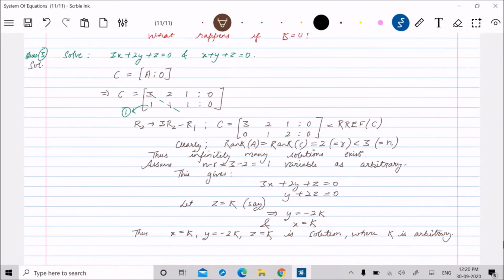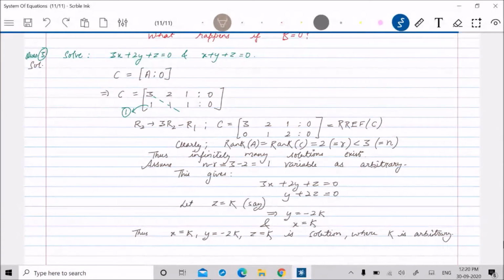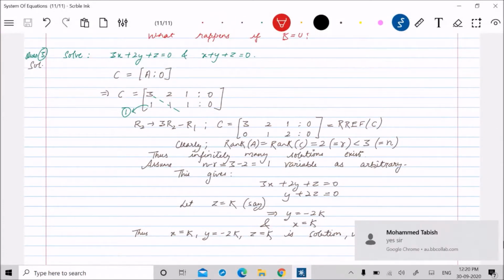Let me ask Muhammad Tabish, who joined recently. Muhammad Tabish, can we have no solution? Can we have no solution when the right hand side is 0?